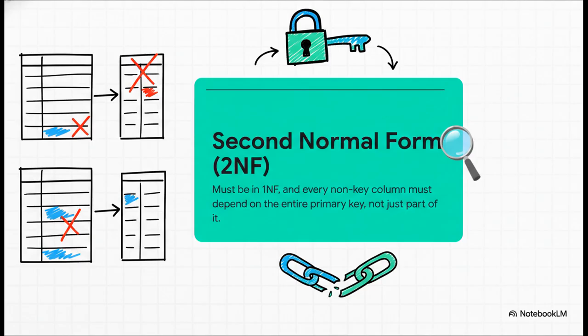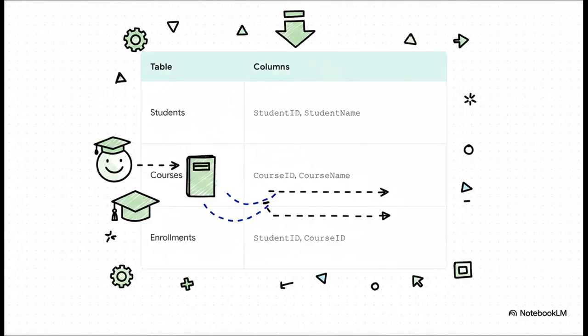So the whole point of second normal form, or 2NF, is to get rid of these partial dependencies. Every other piece of info in that row has to depend on the entire primary key, not just one little part of it. And how do we solve it? Well, we split the table up into smaller, more logical pieces. We make a students table, a courses table, and then a third table, enrollments, that just links the two.